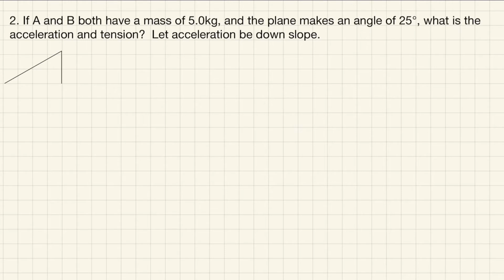Question 2 gives us a system with two masses, both 5 kilograms. One mass is on a slope angled 25 degrees from the ground, while the other is hanging from a rope that connects to the other mass. The question asks us to solve the acceleration and tension in the system, where acceleration is down the slope.